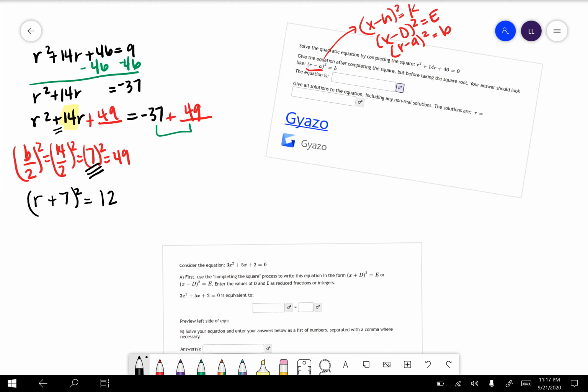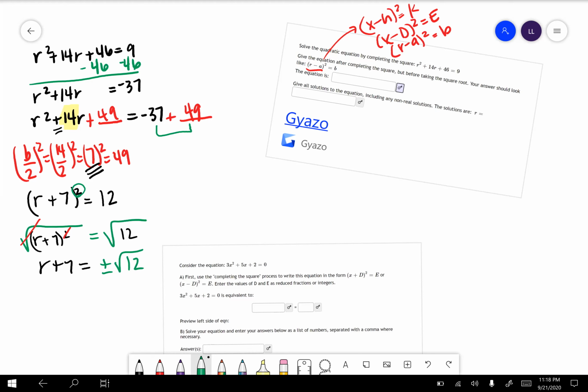All right, so now we can go further. Remember, we have to get rid of this square. The way we get rid of the square is by taking the square root of both sides. So the square root of r plus 7 squared is equal to the square root of 12. And remember, we talked about earlier that when you take the square root, you have to do plus or minus, and that the radical and the square cancel each other out because they're inverses. So that leaves us with r plus 7 is equal to plus or minus the square root of 12.